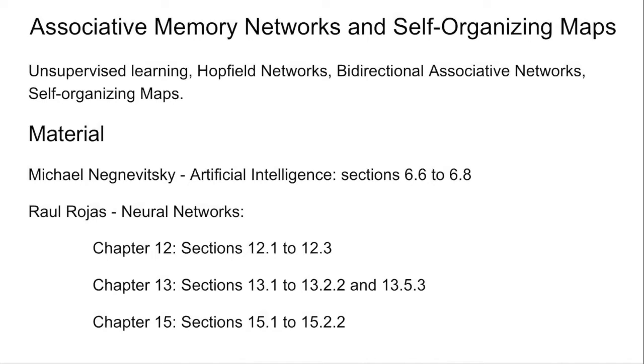So the material of this lecture is going to be the book by Michael Negnevitsky, Artificial Intelligence, and I want you to read sections 6.6 to 6.8. And then to go a bit deeper, we have here the book by Raul Rojas, Neural Networks, and we're going to cover chapter 12, chapter 13, and chapter 15. And again, this goes a bit deeper into the topic. So if you're interested, it's a good read. So yeah, I encourage you to have a look.